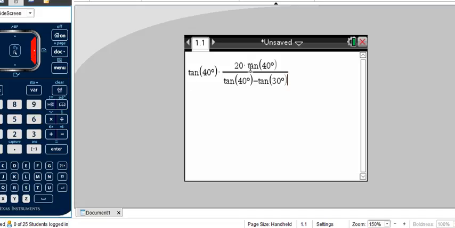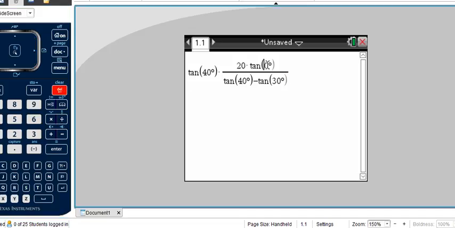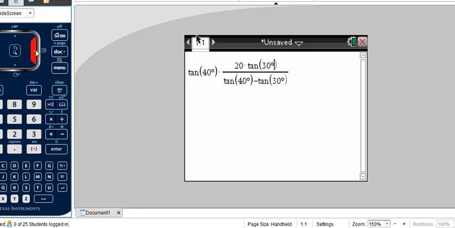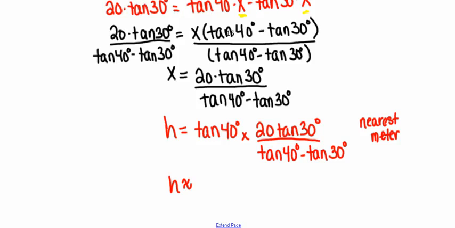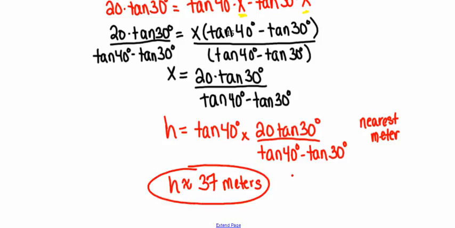And I'm kind of glad I paused here because I wanted this to be a tangent of 30 degrees in the numerator. And at this point, everything looks good. I'm going to go ahead and hit equals, and I'm going to round to the nearest meter. So to the nearest meter, the height of that building is about 37 meters. So these problems can be rigorous, they can be challenging. It's going to be very important for you to use good algebra skills and show good algebra work on your paper.